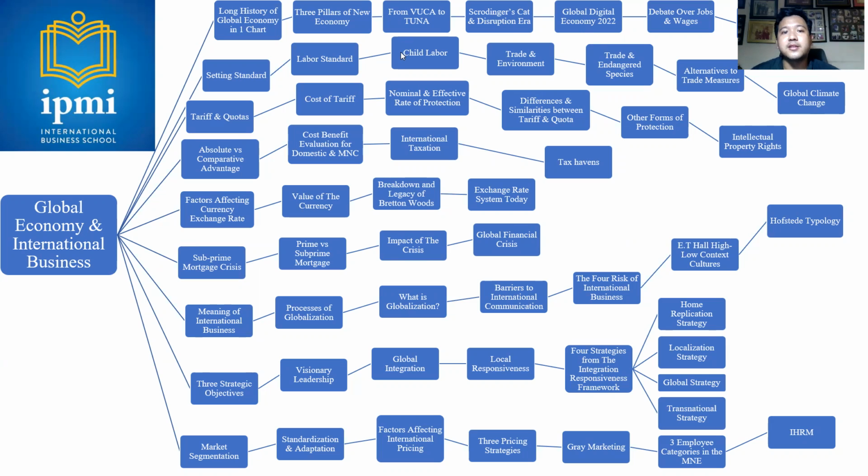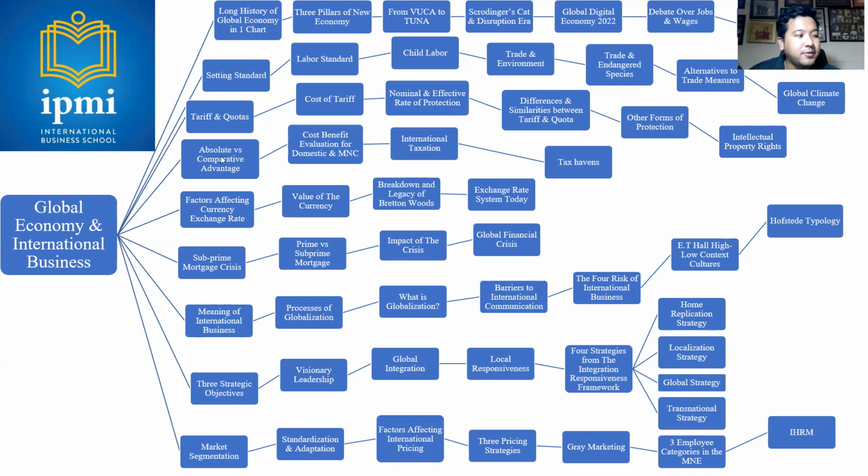Next, there is also a discussion about the nominal and effective rate of protection. The nominal is just the tariff rate, and the effective rate of protection is the percentage change in the value added after the tariff is levied. And then there are also the differences and similarities between tariff and quota that are explained in class. And also there are other forms of protection, such as complicated customs procedures, health and safety measures, and technical standards. And the last of this part is the intellectual property rights, consisting of patents, copyrights, and industrial design.